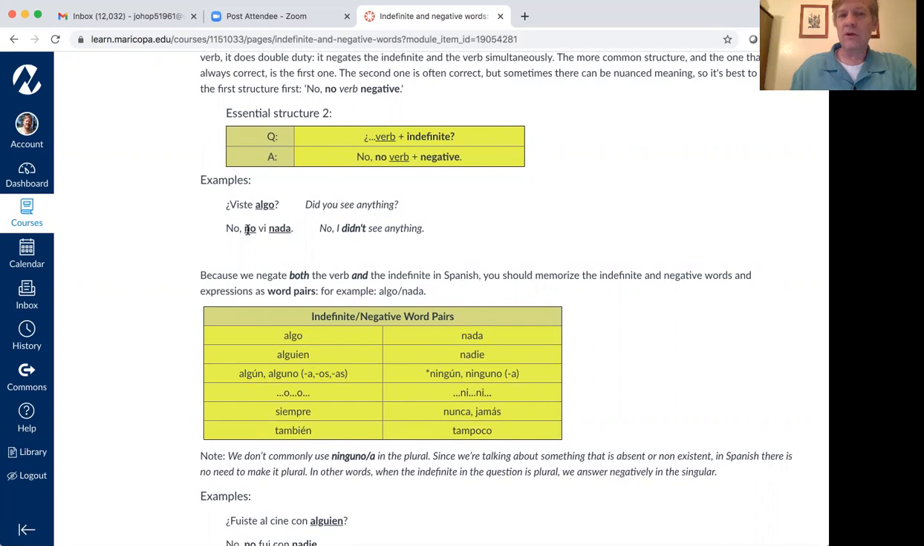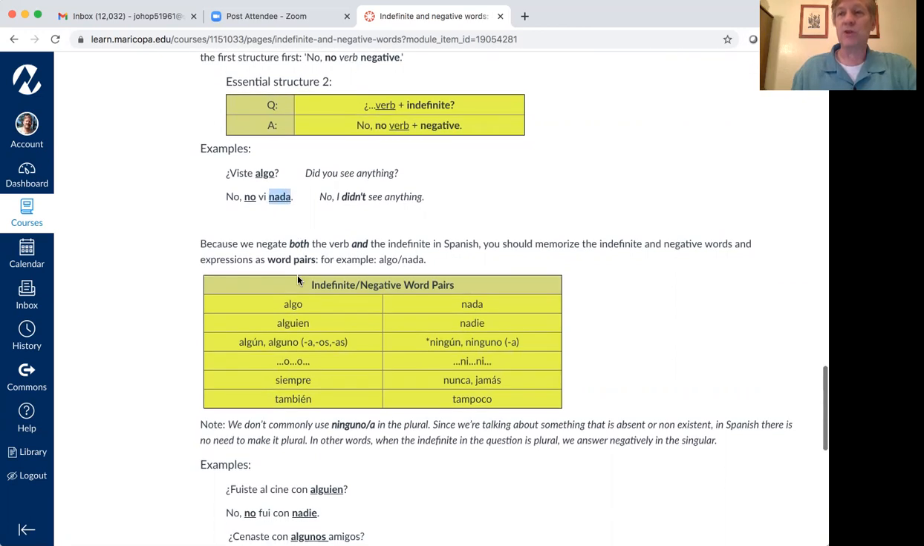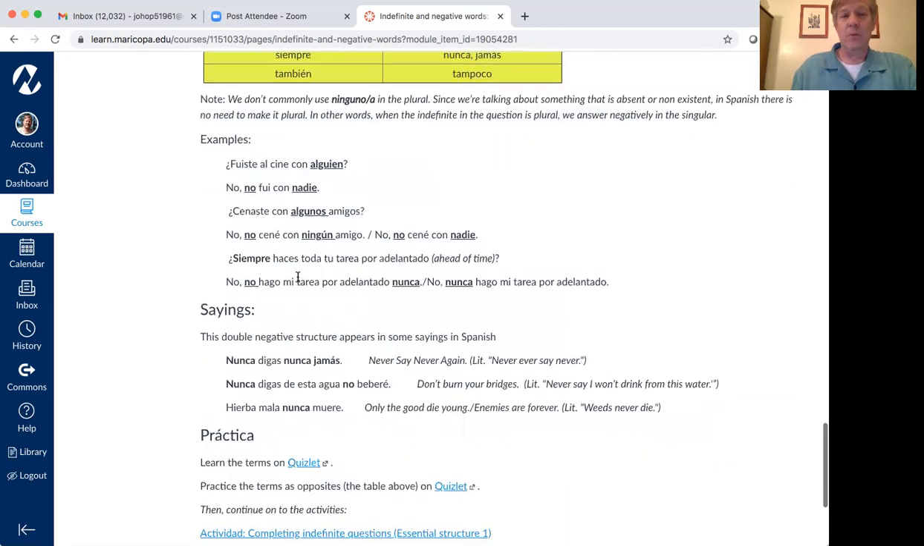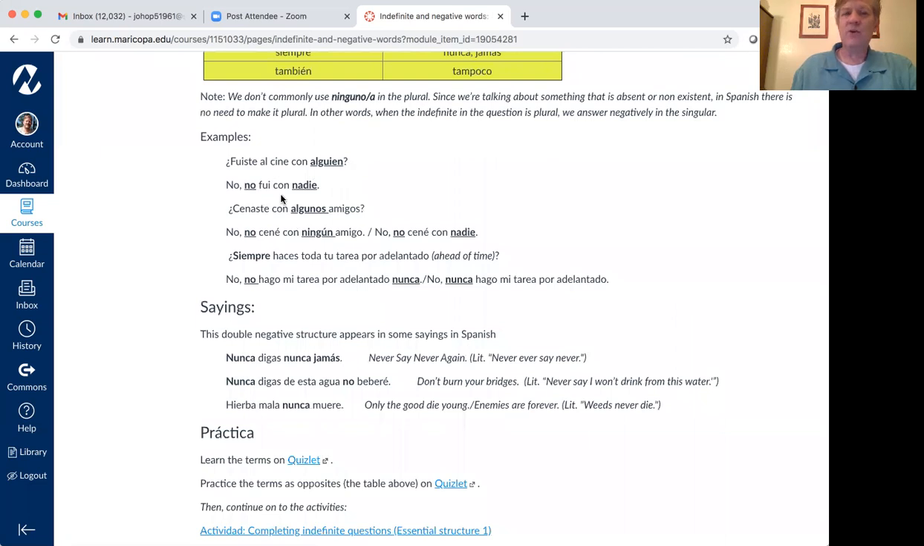¿Viste algo? No, no vi nada. Here's an example where putting nada in front of the verb would be a little bit awkward stylistically. No, nada vi. Nada vi, you'd be understood, but I don't know any native speakers that would use it that way. ¿Viste algo? No, no vi nada. No vi nada. So there's no verb plus negative is the structure you want to focus on. Bien. ¿Fuiste al cine con alguien? No, no fui con nadie.